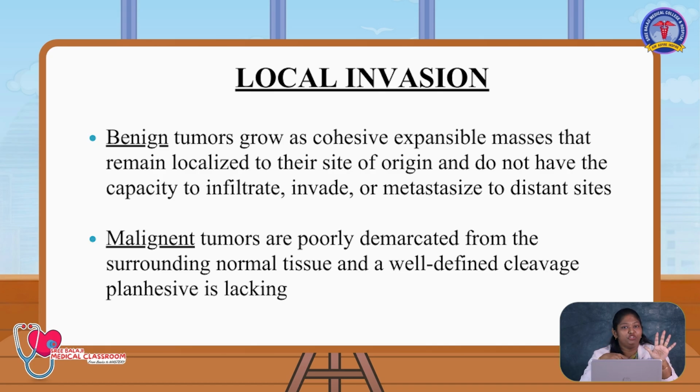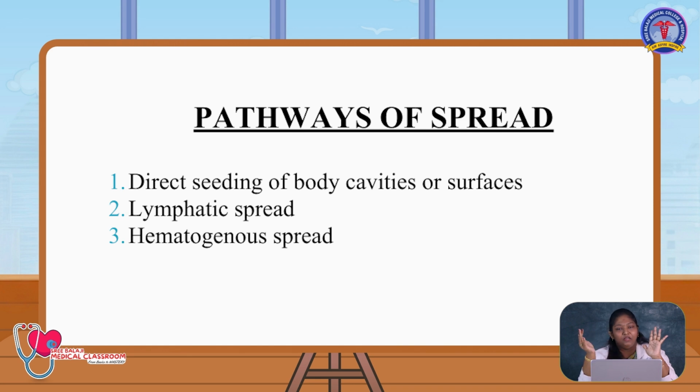So this is the last major point for the topic. How does it spread? It spreads to another point through three major routes. One is transcoelomic spread, that is through cavities. Then the lymphatic spread. Next is the hematogenous spread. Transcoelomic spread and lymphatic spread are less common when compared to the hematogenous spread.